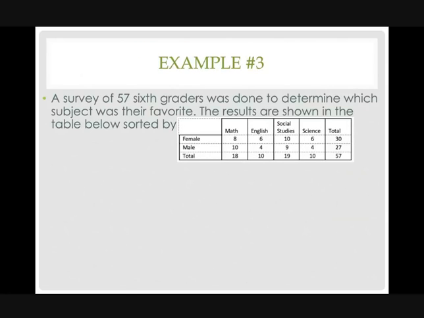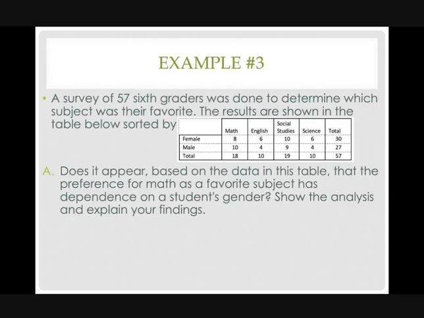Example number 3. A survey of 57 sixth graders was done to determine which subject was their favorite. The results are shown in the table, and notice how they are sorted. They're sorted by sex and by subjects. So, does it appear, based on the data of this table, that the preference for math as a favorite subject has dependence on a student's gender? Show the analysis and explain your findings.